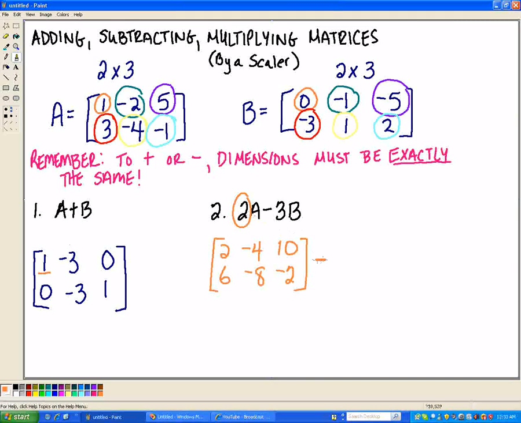Okay, so I simply multiply every single element of my matrix by that number. Now I'm subtracting, so I'm going to leave my negative sign there. And now I want to multiply every single element of B by 3. 0 times 3 gives me 0. 3 times -1 gives me -3. 3 times -5 gives me -15. 3 times -3 gives me -9. 3 times 1 gives me 3. And 3 times 2 gives me 6.